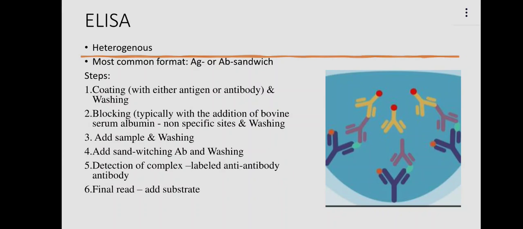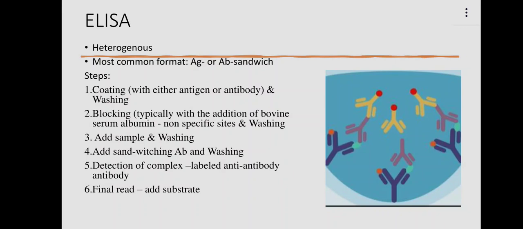Which are the steps which are involved? So the first step, just like we have mentioned, is coating, whether the antibody or the antigen on the plate, and then washing. So each of these additions is followed by washing.